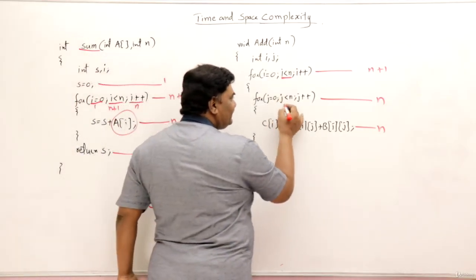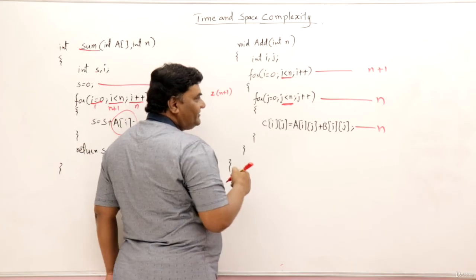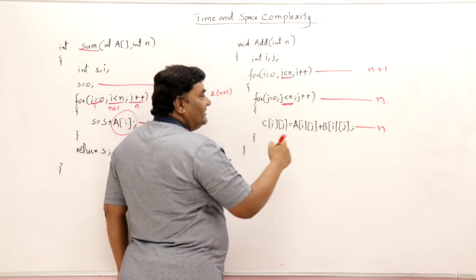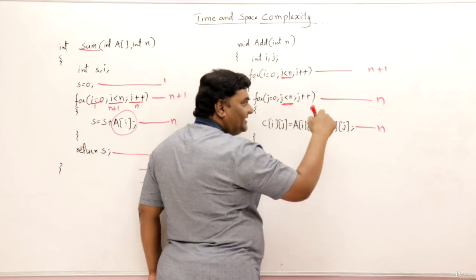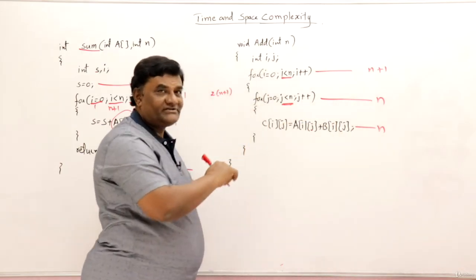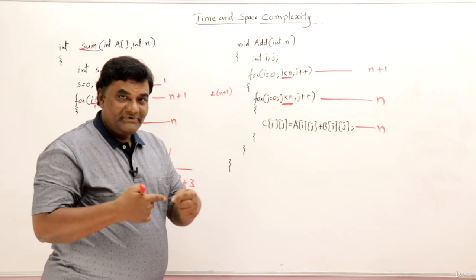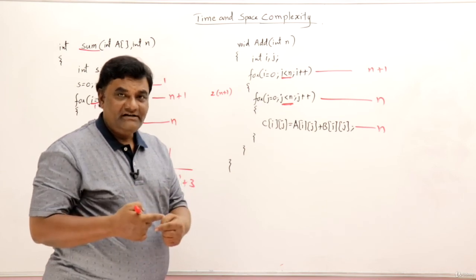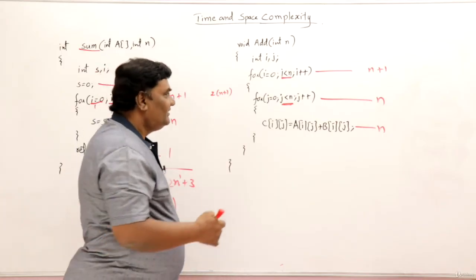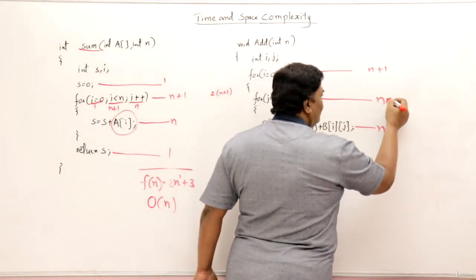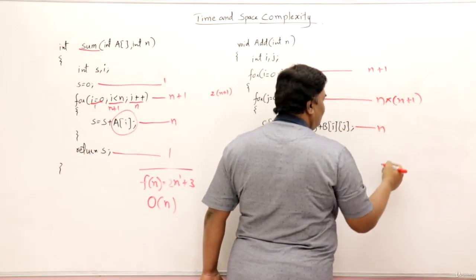The time for this one is, how many times is the condition checked? n plus 1. This is already n because it is inside the outer loop. So shall I write plus n plus 1 or into n plus 1? A nested loop is there, right? So it should be multiplication, so this is into n plus 1.